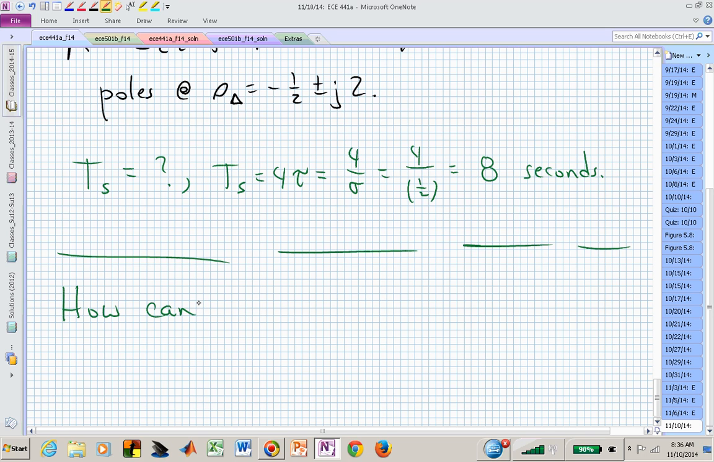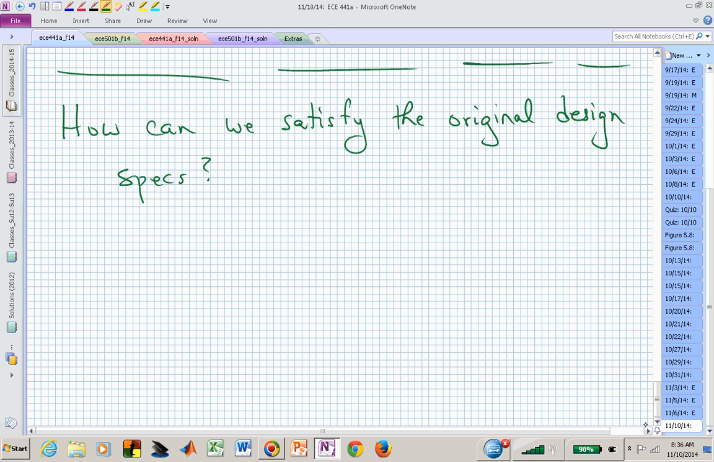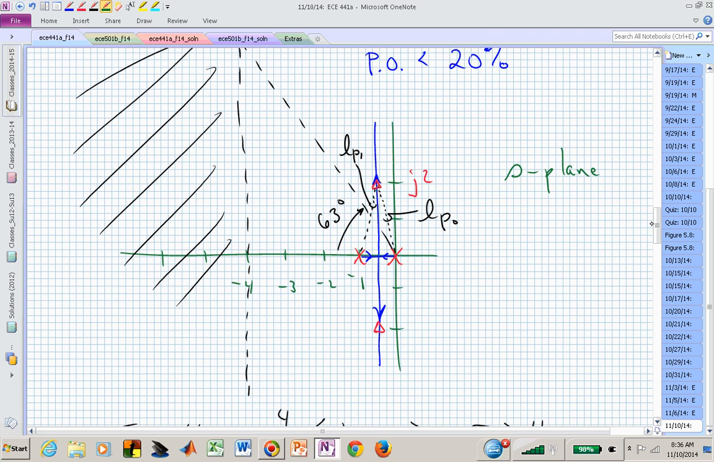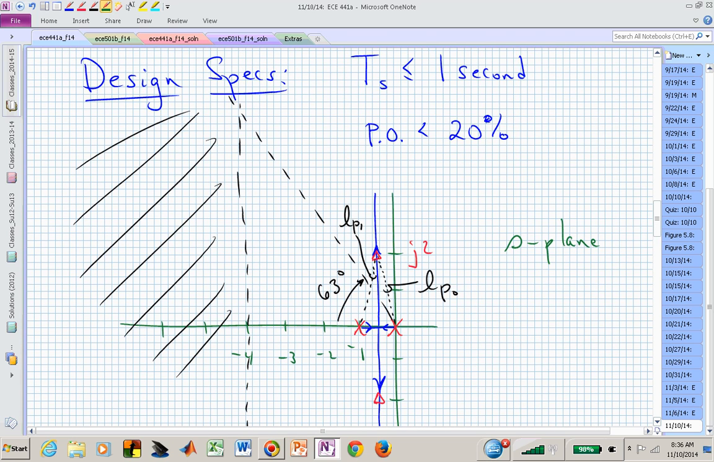We're now answering the question, how can we satisfy the original design specs, which were a settling time (2%) of less than or equal to 1 second and a percent overshoot less than 20%? If we go back and look at our system open loop with just a gain controller, it's hopeless, isn't it? We're not going to meet it.